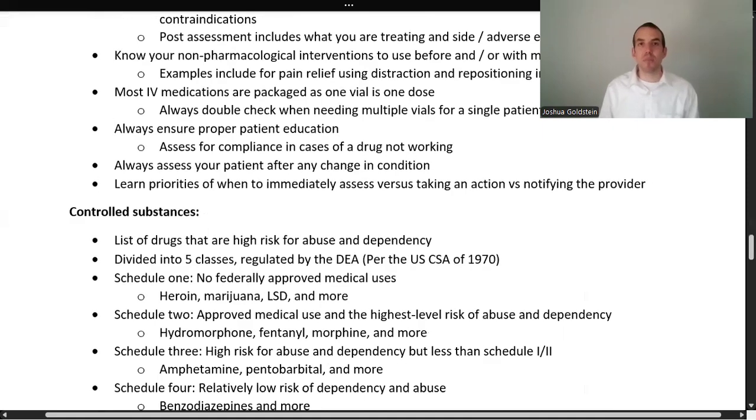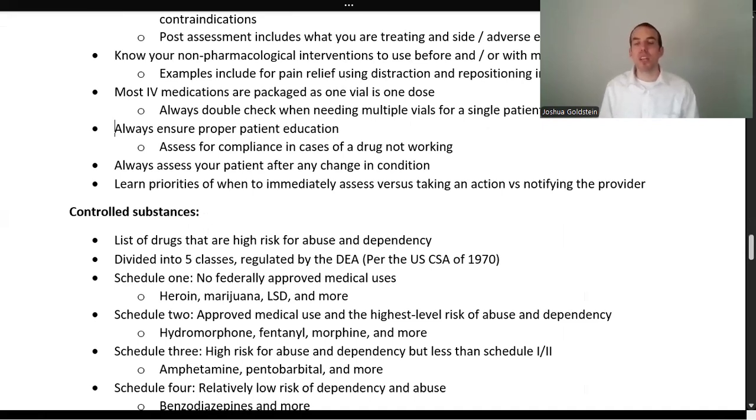And then after you give a medication, you're always going to reassess what you're treating. How is your headache now? How's your nausea now? Plus, you're going to assess if the patient's having any side or adverse effects. Generally, just ask them, are you having any side effects from the medication? You don't have to go into, are you having a headache? Are you having nausea? Are you having dizziness? Are you having vomiting? Just ask them, are you having any issues with the medication?